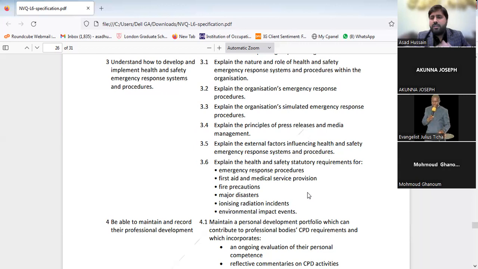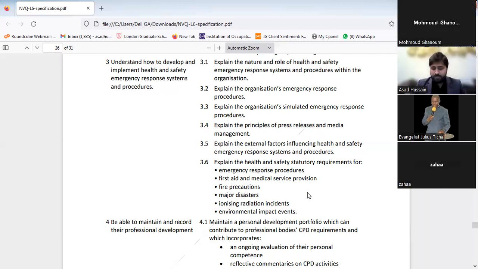So it is the last assessment criteria of the last learning outcome we have in Unit 8 of this NVQ level 6 diploma in occupational health and safety practice. Now it's enough from my side.